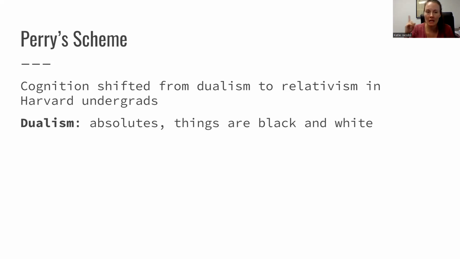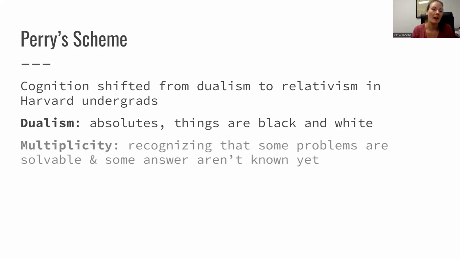But as people expanded their cognition or their studies and allowed their brains to be opened up a little bit more, and they challenged their own beliefs and biases, undergraduates then developed something called multiplicity, and that's recognizing that some problems are solvable and we just don't have the solutions to all problems, right? We don't know the answers to everything.